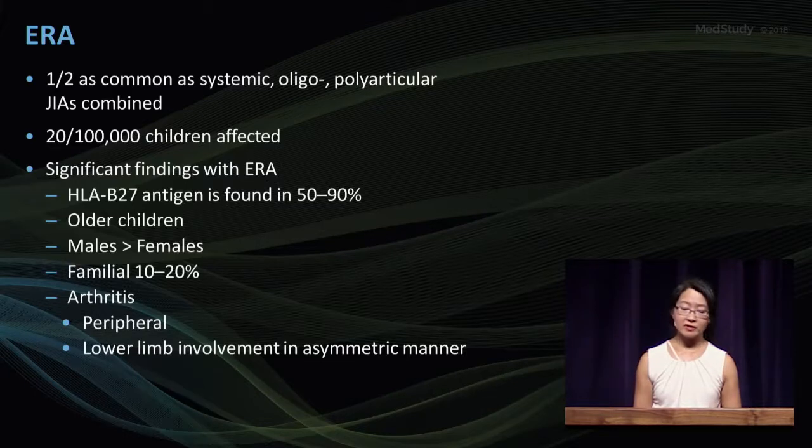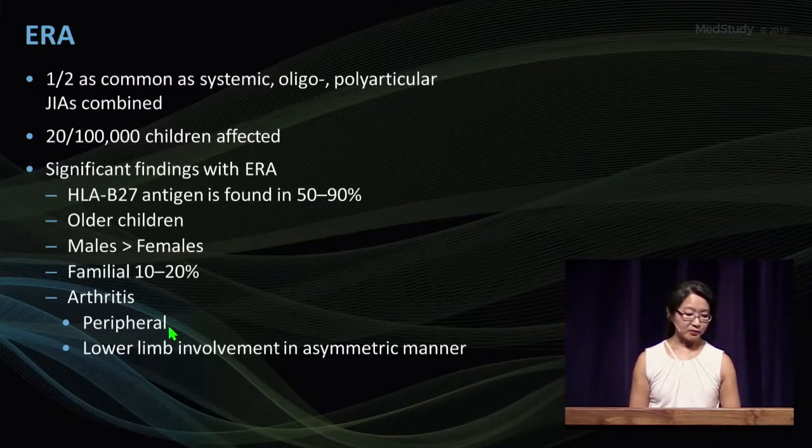About 20 out of 100,000 children are affected, and the finding that is associated with ERA is HLA-B27 antigen. It's found in 50 to 90% of patients. Typically, these are older children. Males are more afflicted than females. There is a familial association. So if mom or dad has ankylosing spondylitis or inflammatory bowel disease related arthritis, then it's possible that the child will also inherit the HLA-B27 gene and have ERA. If HLA-B27 is present, chances are the spine can be involved.